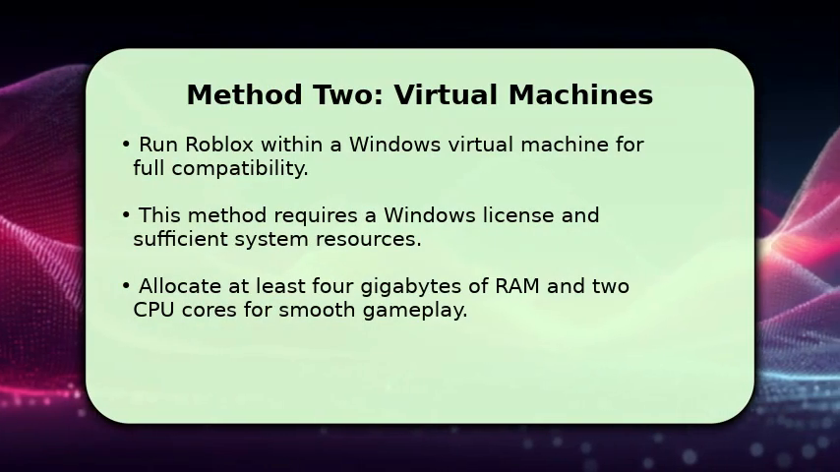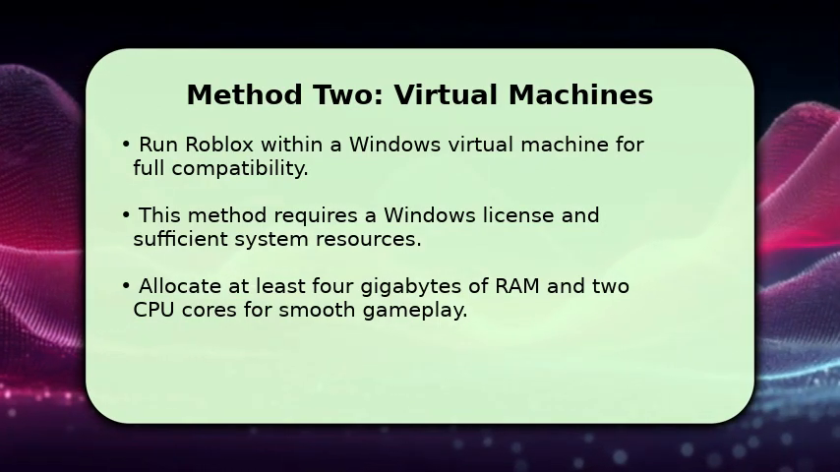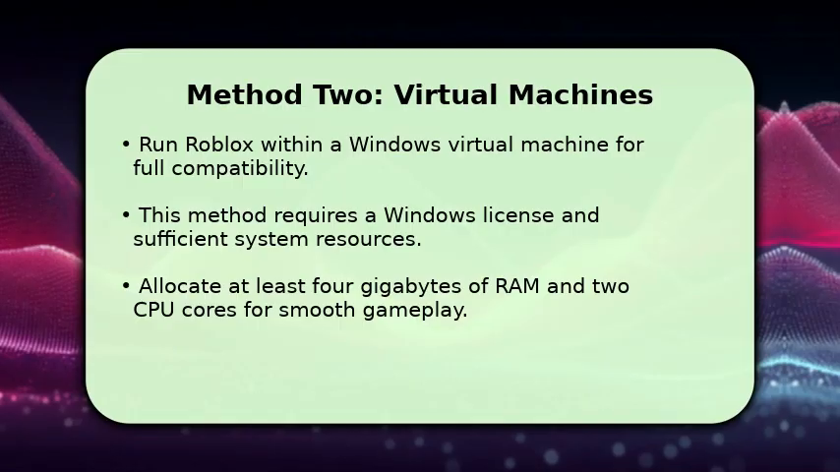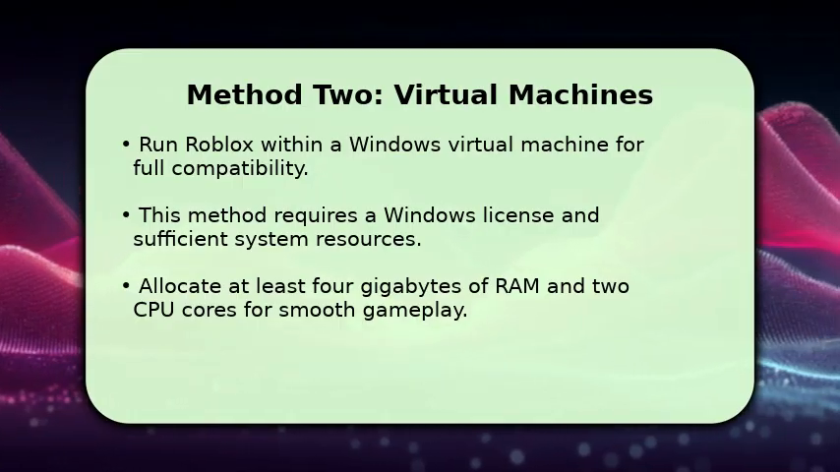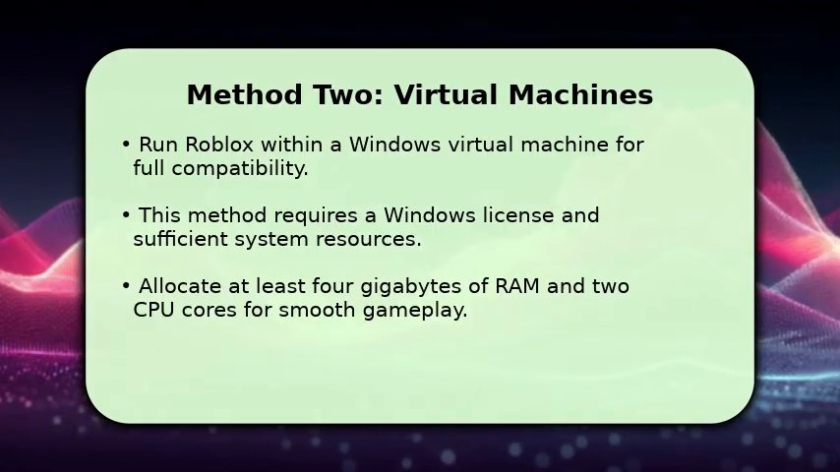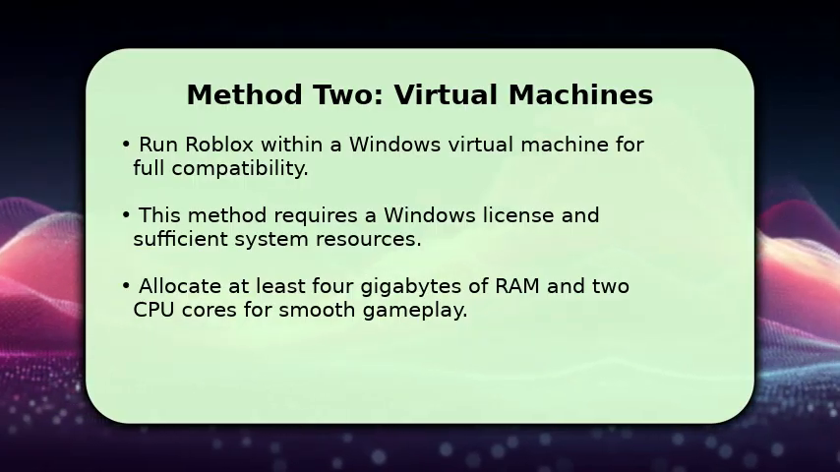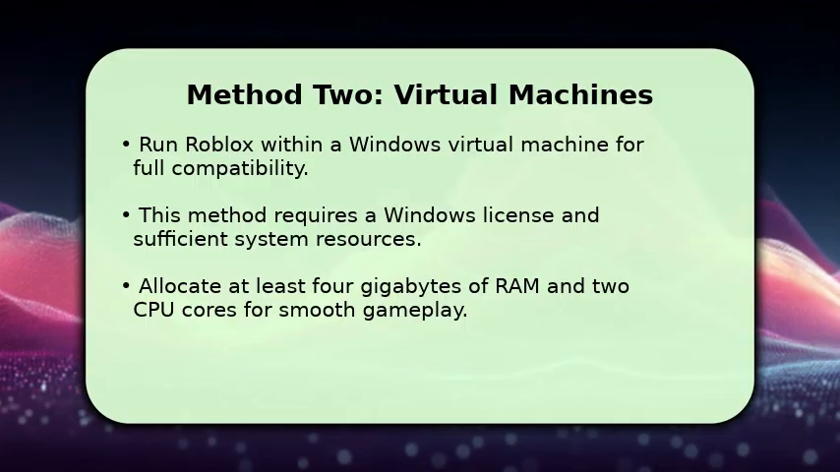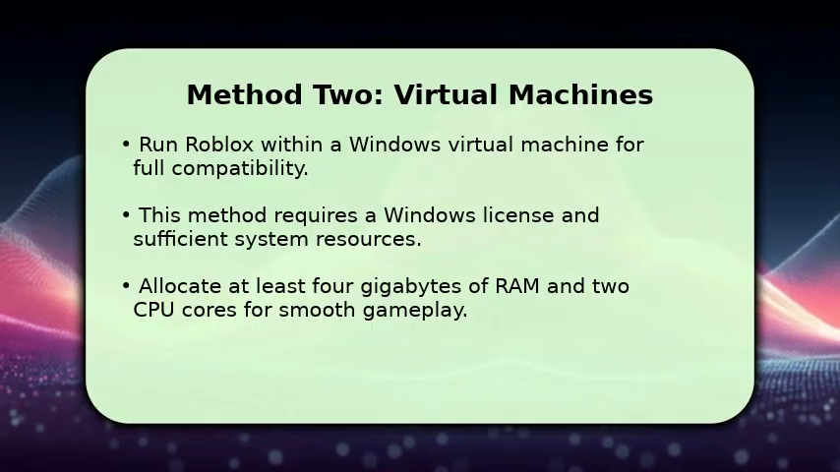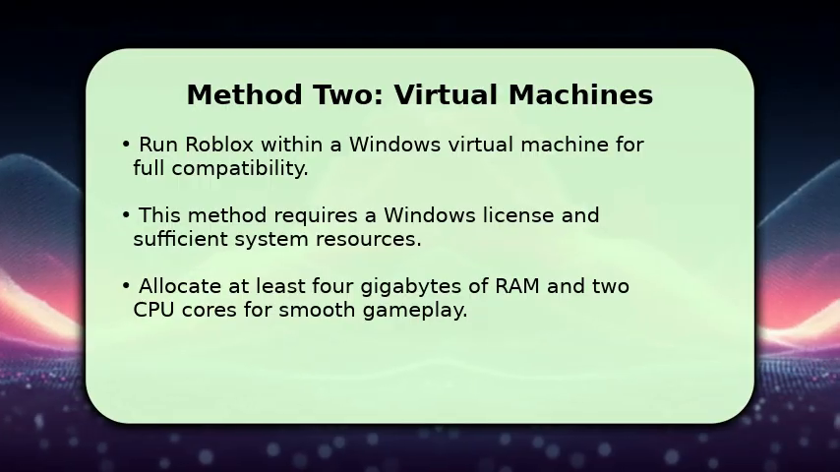Another reliable way to play Roblox on Linux Mint is by setting up a Windows virtual machine. This approach provides a fully compatible Windows environment, allowing Roblox to run as if it were on a native Windows PC. You'll need a valid Windows license and a computer with ample resources. We recommend dedicating at least 4 GB of RAM and 2 CPU cores to the virtual machine for a smooth experience. For even better graphics, advanced users can explore GPU pass-through if their hardware supports it.